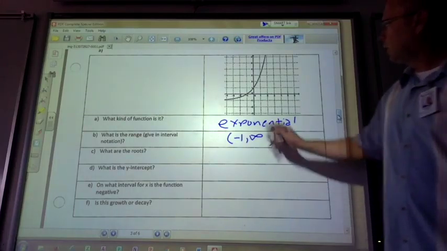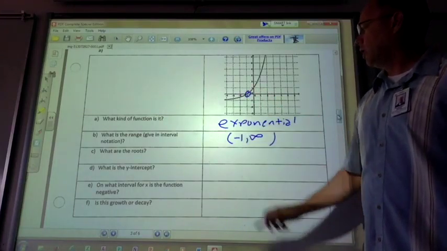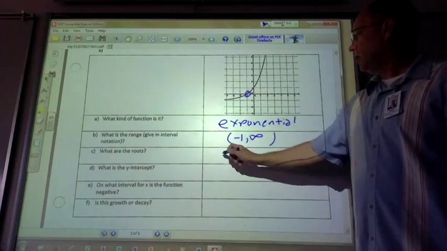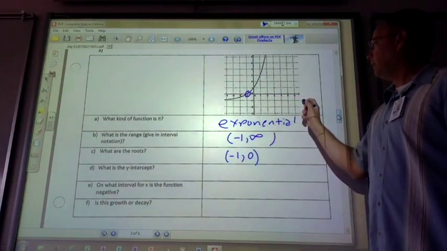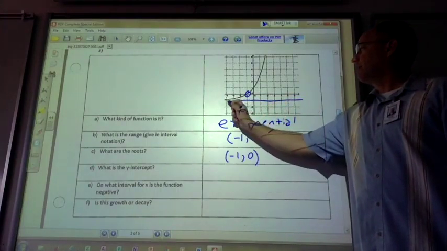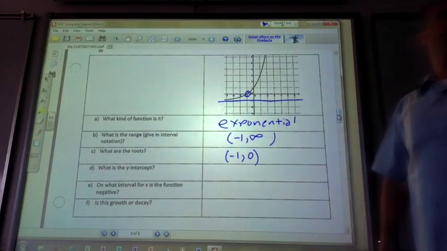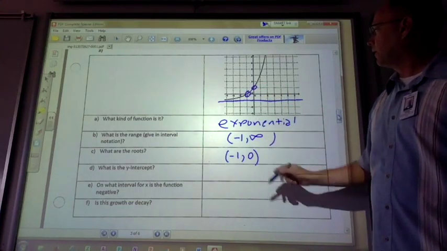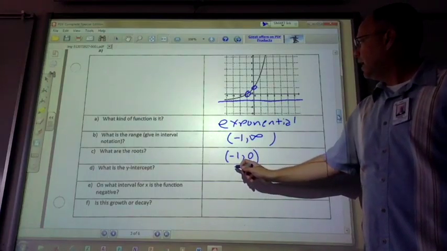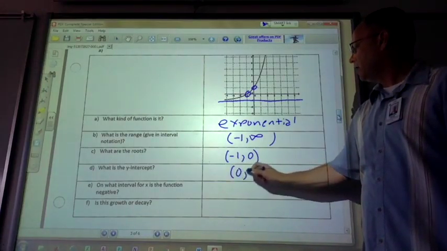What are the roots? Well, it looks like it's crossing about right there, so I would say (-1, 0). Okay? Realizing this -1 is not the same thing as this. We're talking about two different -1s, either the x or the y one. What is the y-intercept? Y-intercept looks like it's about there, so that would be at (0, 1).